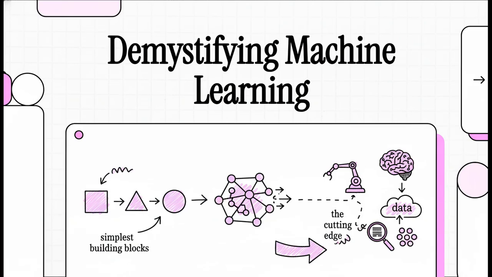Today, we're going to demystify machine learning. And I mean, really break it down. We're going to start with something as simple as a line on a graph and build all the way up to the kind of complex AI that's literally changing our world as we speak.